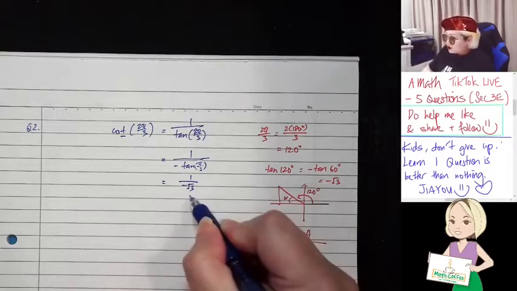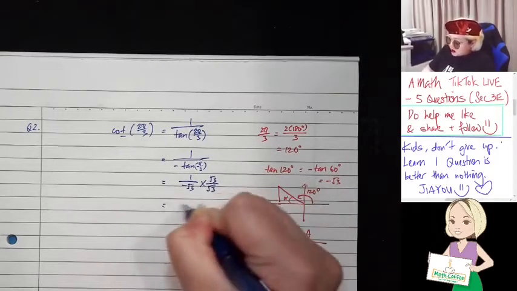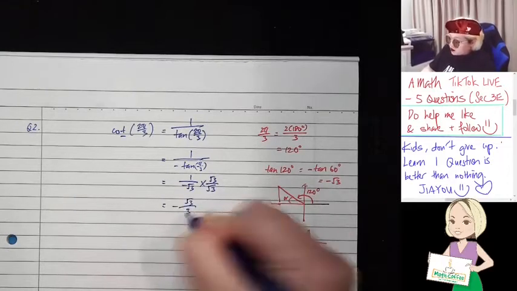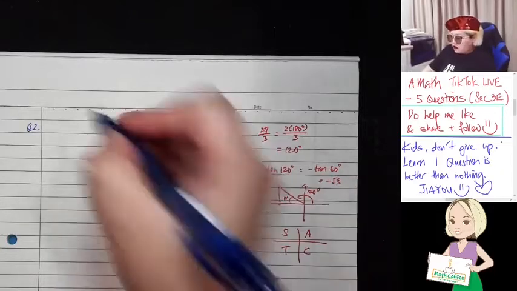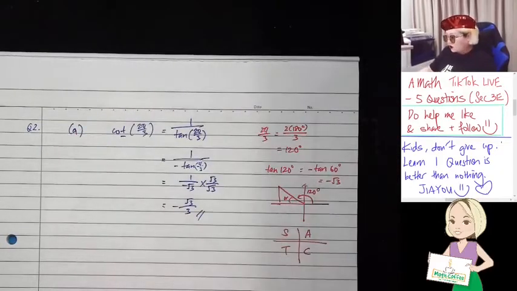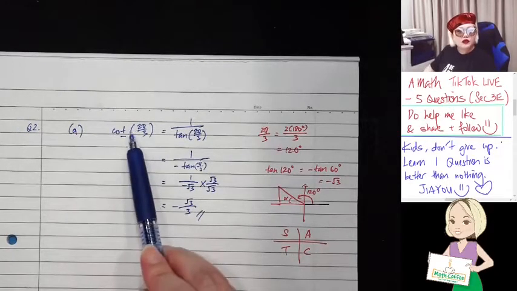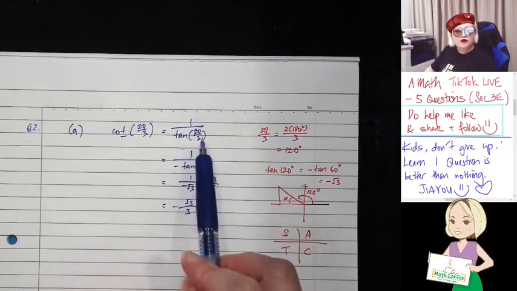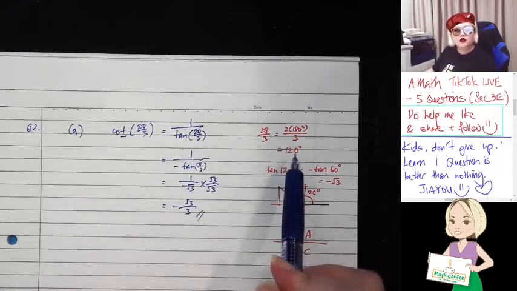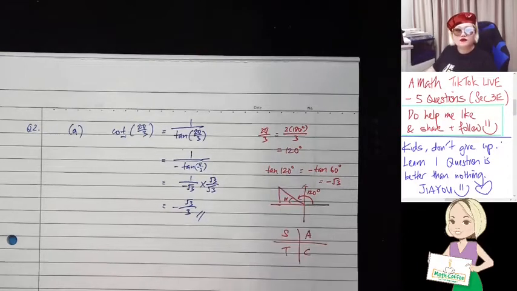So don't forget that you need to rationalize. So I multiply by square root 3 over square root 3. I get minus square root 3 over 3, and we are done. So this is 2a. What I did first is, the third letter T, so I know it's 1 over tangent. If you don't like to work in radian, it's okay. We just change it to degree, so it's easier for you to see. So 2 pi over 3 is the same as 120. Okay? All good?